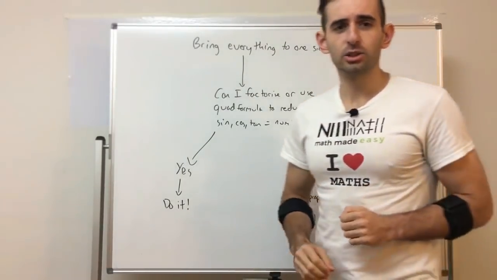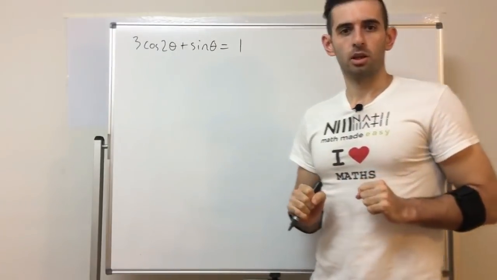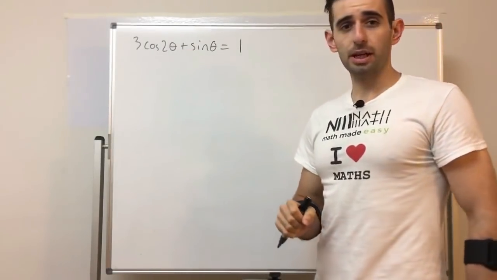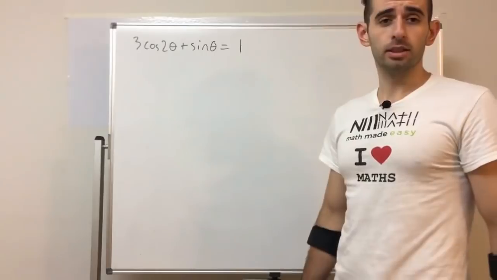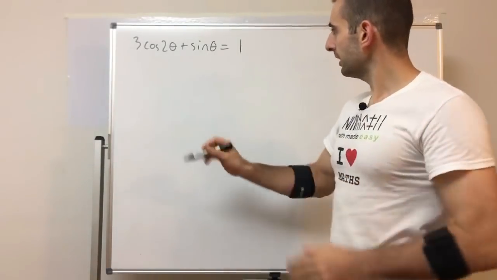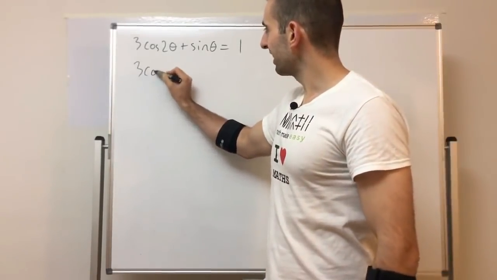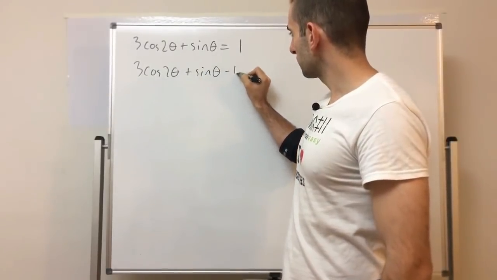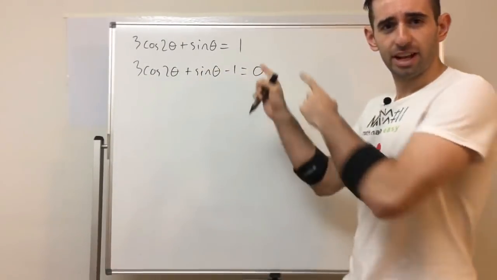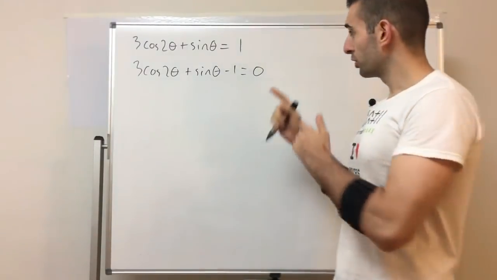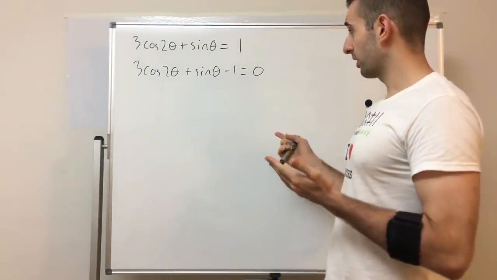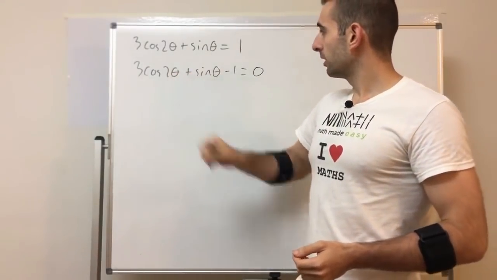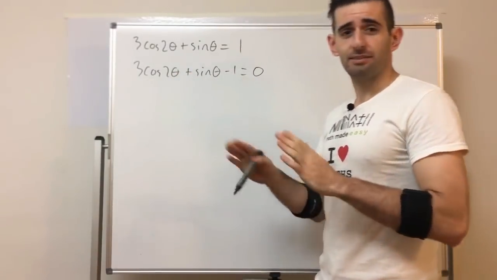All right, so let's look at the first example. We want to solve this trig equation: 3 cos 2 theta plus sine theta equals 1. Everything to one side, let's do that first, by subtracting this 1. Now you ask yourself, can I factorize that or use the quadratic formula? Definitely not, because that looks nothing like a quadratic equation. I've got different trig functions, I can't factorize anything.